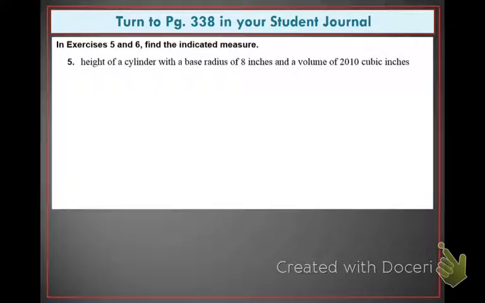Find the indicated measure. Find the height of a cylinder with a base radius of 8 inches and a volume of 2010 cubic inches. So the volume of a cylinder equals the area of the base, just writing out the formula, times the height of the entire object. We're going to plug in everything we know. Do we know the volume? What is it? 2010. Yep, 2010.